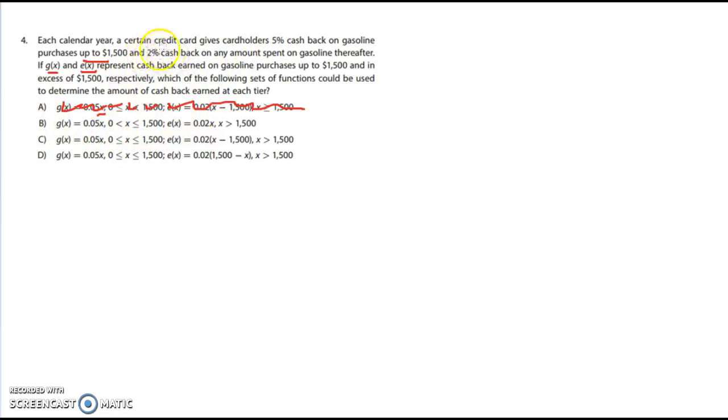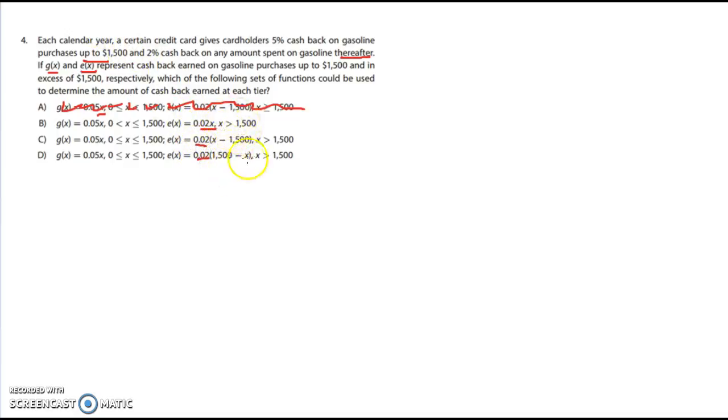We get 2% cash back on any amount spent thereafter. So in other words, if we spend any amount of money after $1,500, we get 2% cash back on that amount. Well, then what could we get rid of here? Let's see here. All of them have 0.02x, right? Because it's 2%, 2%, 2%.